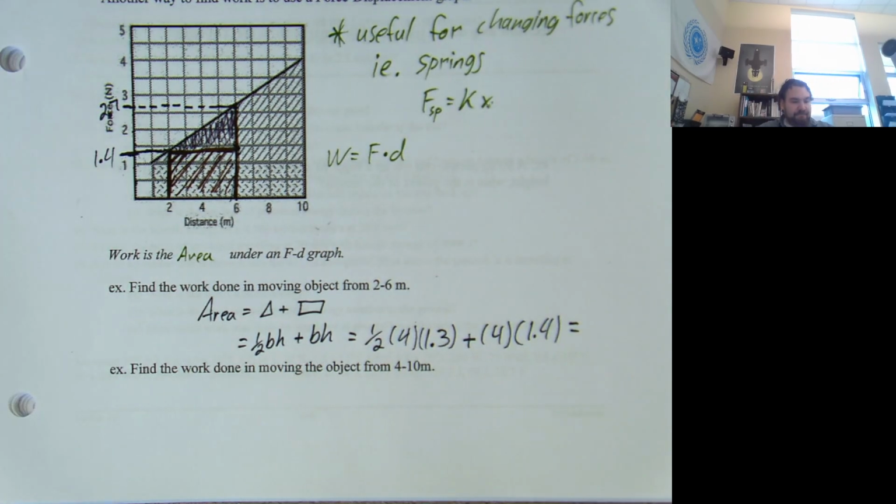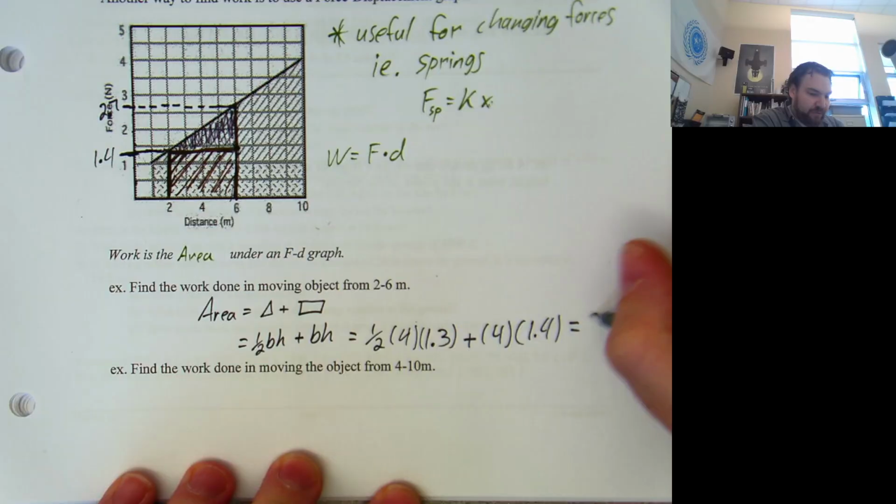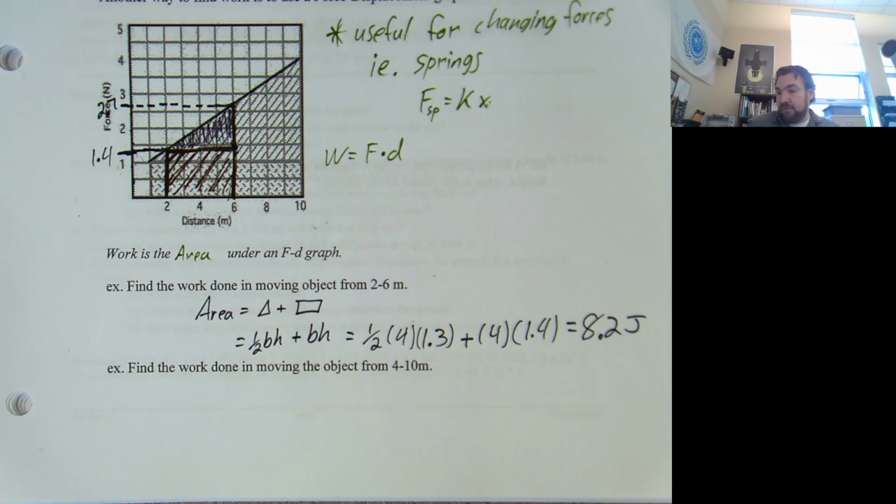Do the math, add them up. What do we get? 1/2 times 4 times 1.3 plus 4 times 1.4. I get 8.2 joules. Find the shapes, add them up.